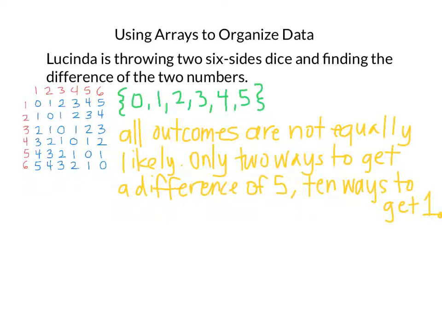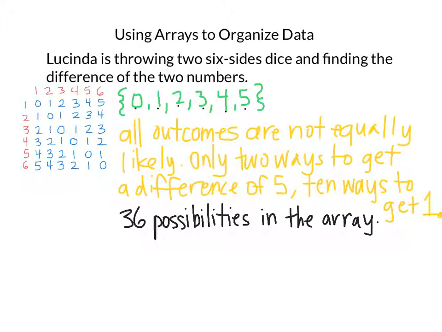So how many outcomes, or how many possibilities are in the array? Now that's a different question from how many outcomes there are. Because how many outcomes? There are 1, 2, 3, 4, 5, 6 outcomes, but how many possibilities are in the array? Well, there are 6 rows of 6, so there are 36 possibilities in the array.